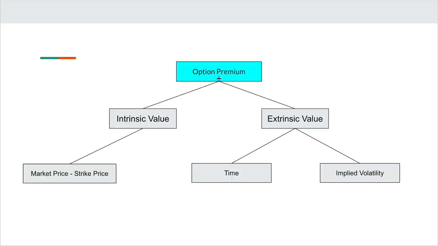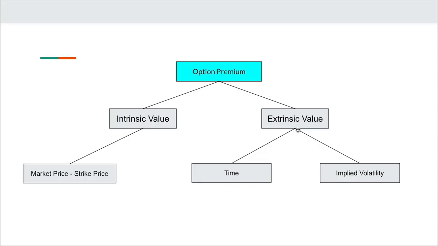So option premium price breaks down to intrinsic value, which is the market price minus the strike price at expiration. We'll go into an example which gives you an exact number of how that is made. And then extrinsic value is time and implied volatility.